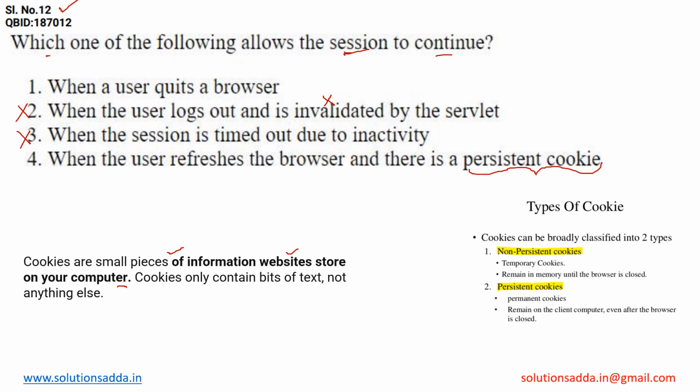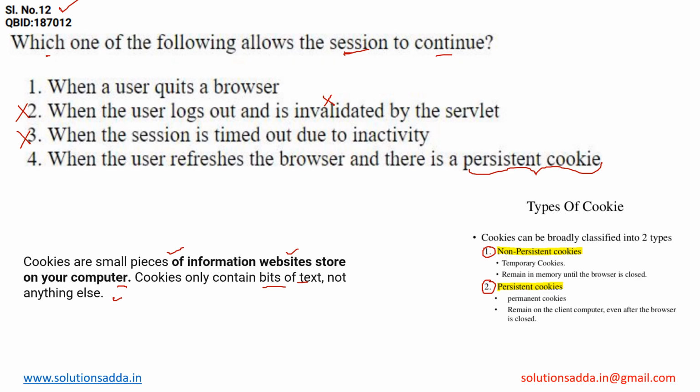And what exactly are cookies? Cookies only contain bits of text, not anything else. They have some basic information about the searches. There are various types of cookies that exist. Some are non-persistent cookies and some are persistent cookies. Here they are talking about the persistent cookie.